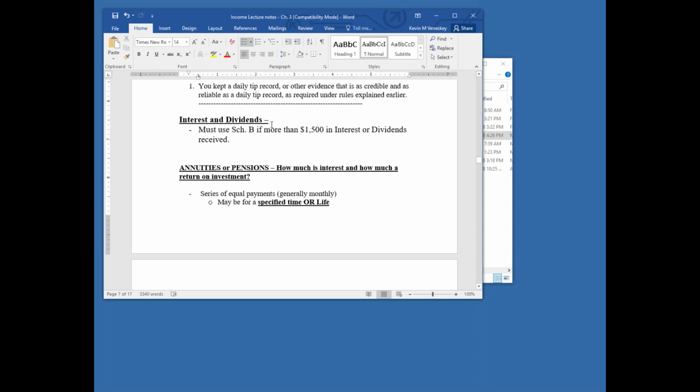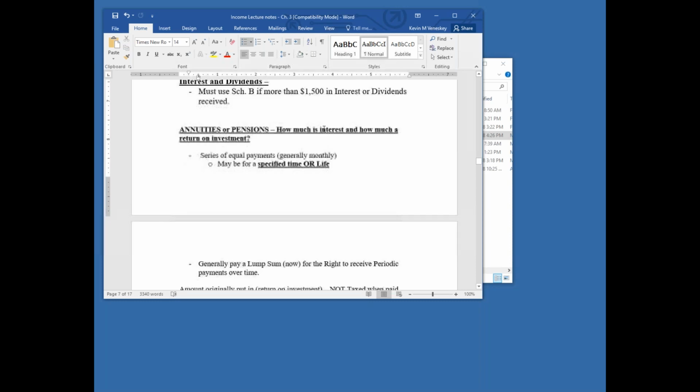All it is, basically, is a sheet divided in half with rows, maybe 10 rows of interest for you to write down all the places you got interest, and then all the places you got dividends. And the only reason you have to do that is if they were over $1,500 total, all of them together.